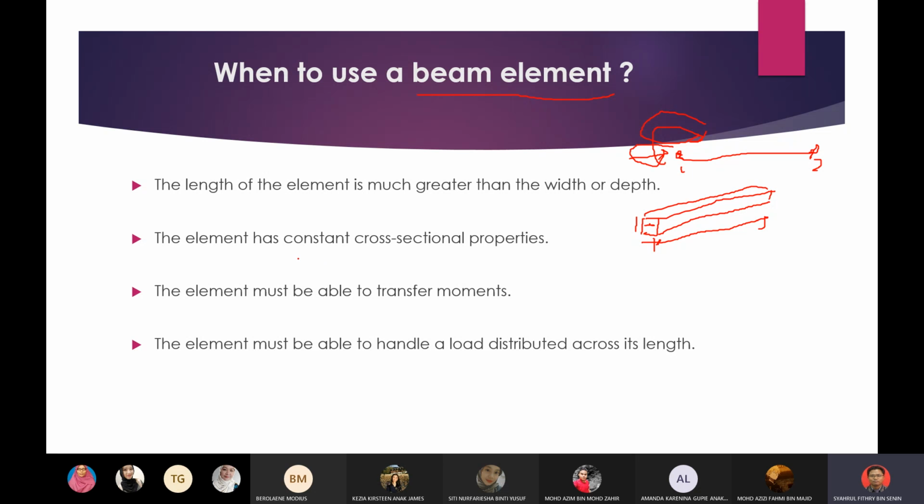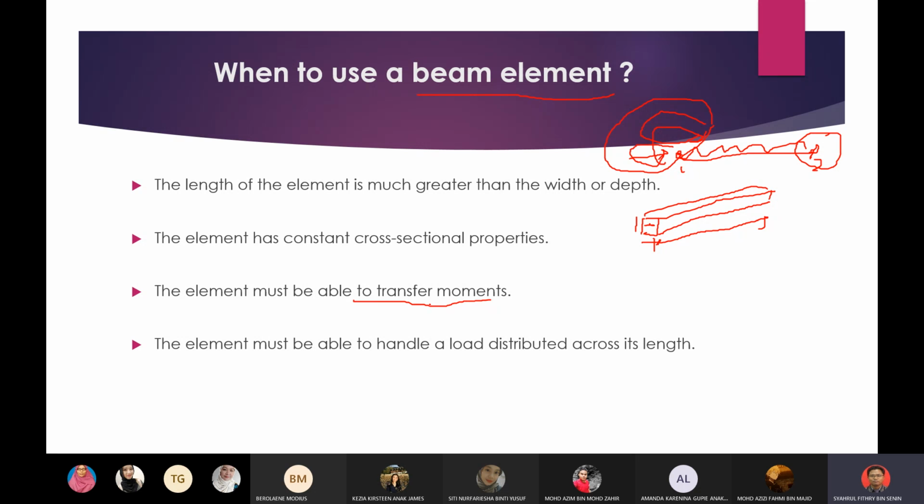And if you have constant cross-section properties, meaning that from node number 1 to node number 2 you have constant cross-sectional properties, then you may need this beam element. And if the element can transfer moment, because the nodes at the ends can rotate, you can use beam element, and it can also handle load distributed across its length. So if let's say you have UDL, point loads and so on acting on the beam, then you can use this beam element to handle that situation. So that's how you can use your beam element as compared to truss element.